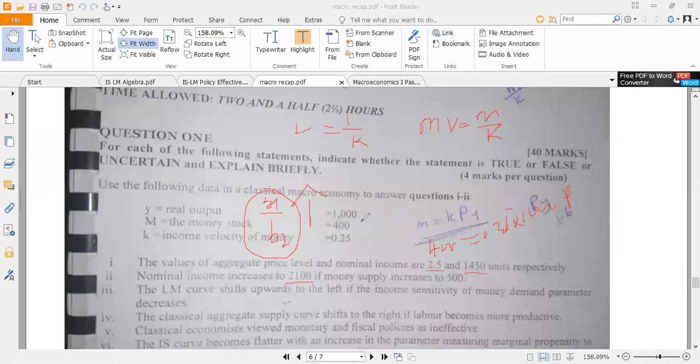Even before we look at the IS curve, that one too is 1 minus marginal propensity to consume divided by the interest elasticity of investment. 1 minus B divided by I. This is what we use to measure the slope of the IS curve.